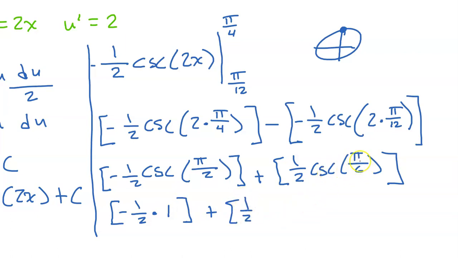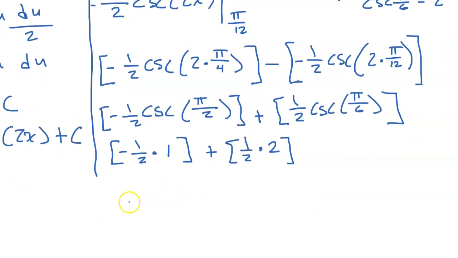Okay, pi over 6. What is the sine of pi over 6? The sine of pi over 6 is 1/2. That means that the cosecant of pi over 6 will be 2. It's the reciprocal. So we have 1/2 times 2. So that makes negative 1/2 plus 1. So the final answer is positive 1/2.